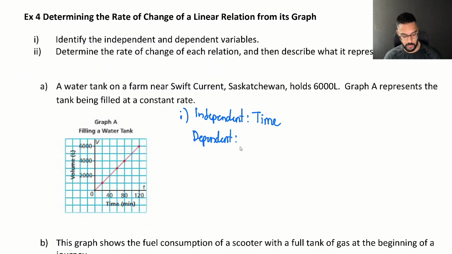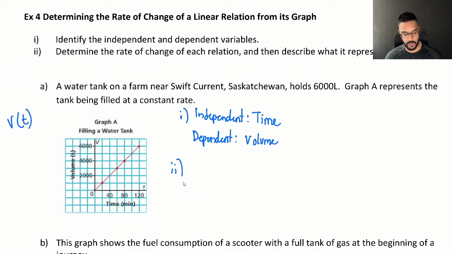Dependent is going to be the volume. Right? The volume is changing as a function of time. We talked about functions last time, so function notation for this then would be the volume as a function of time. Time is the input, volume is the output. Time is independent, volume is dependent. Another way to look at this.